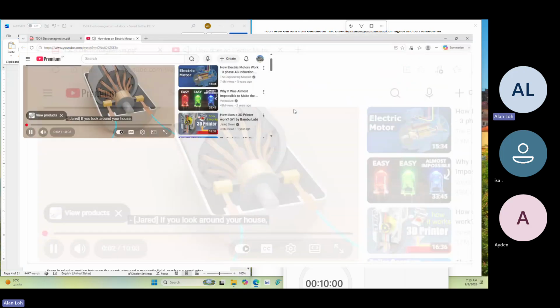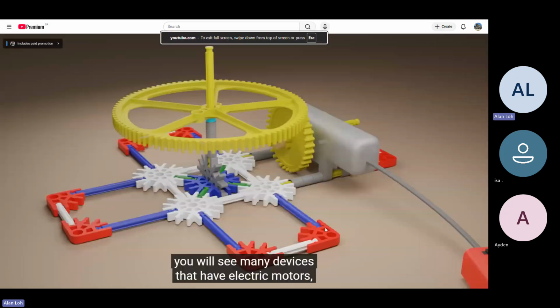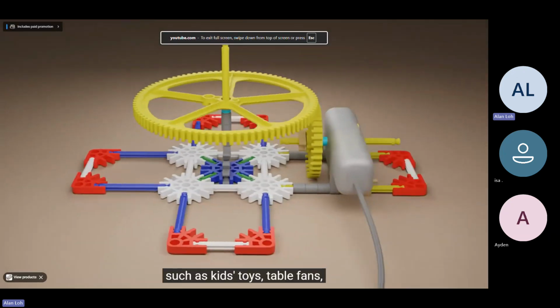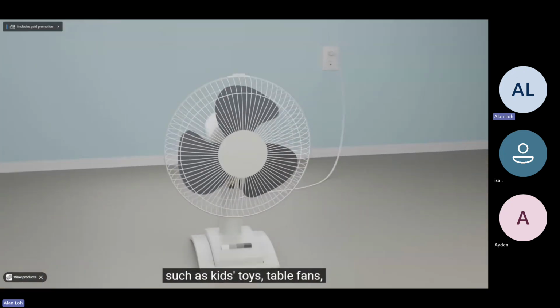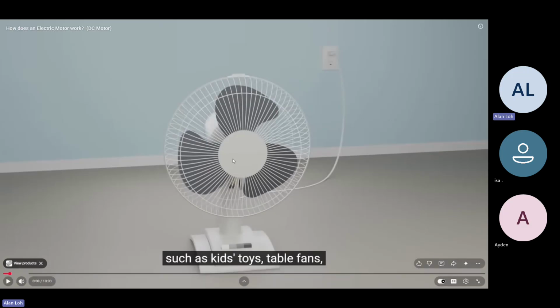If you look around your house, you will see many devices that have electric motors, such as kids' toys, table fans. Okay, if you are not able to watch it or listen, let me know. I'm going to continue to play for 10 minutes.